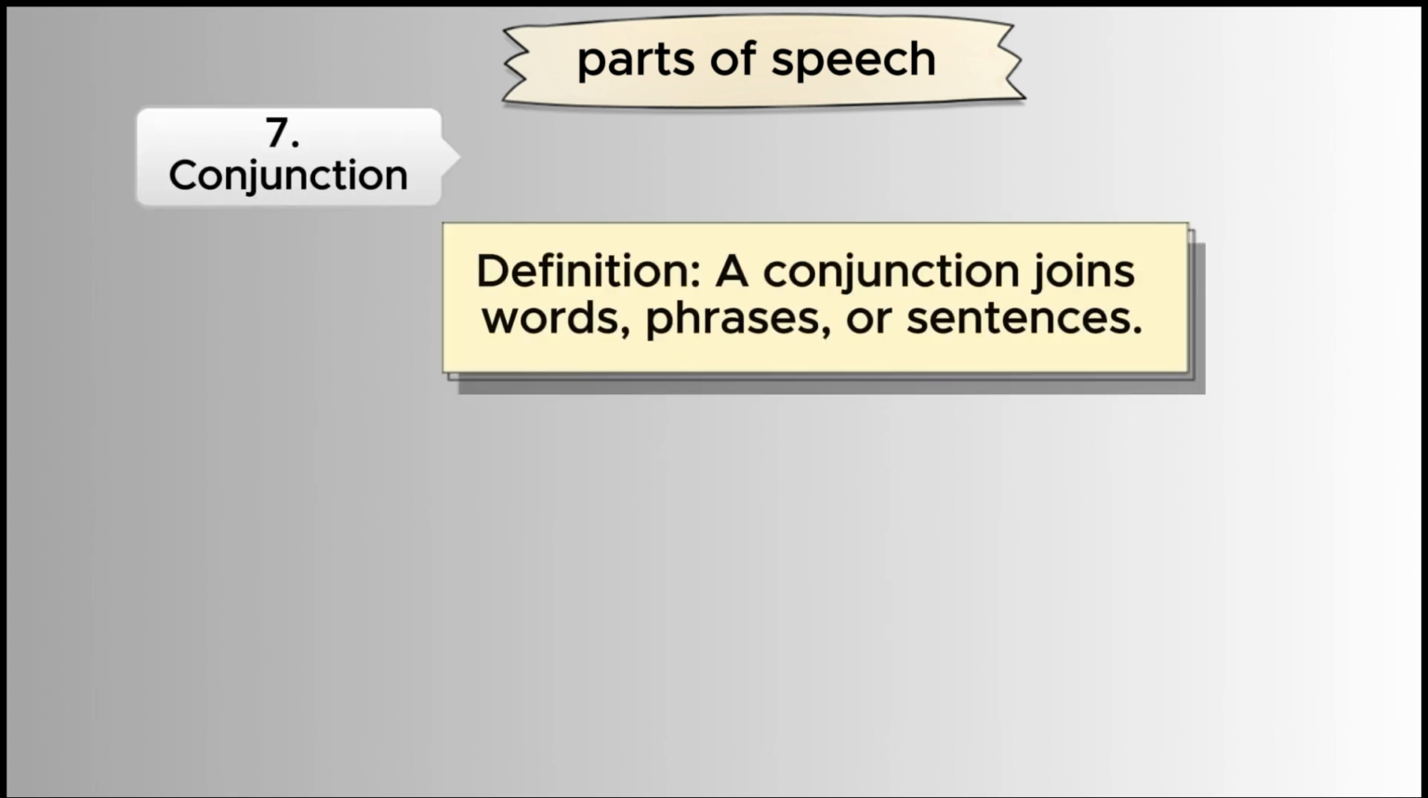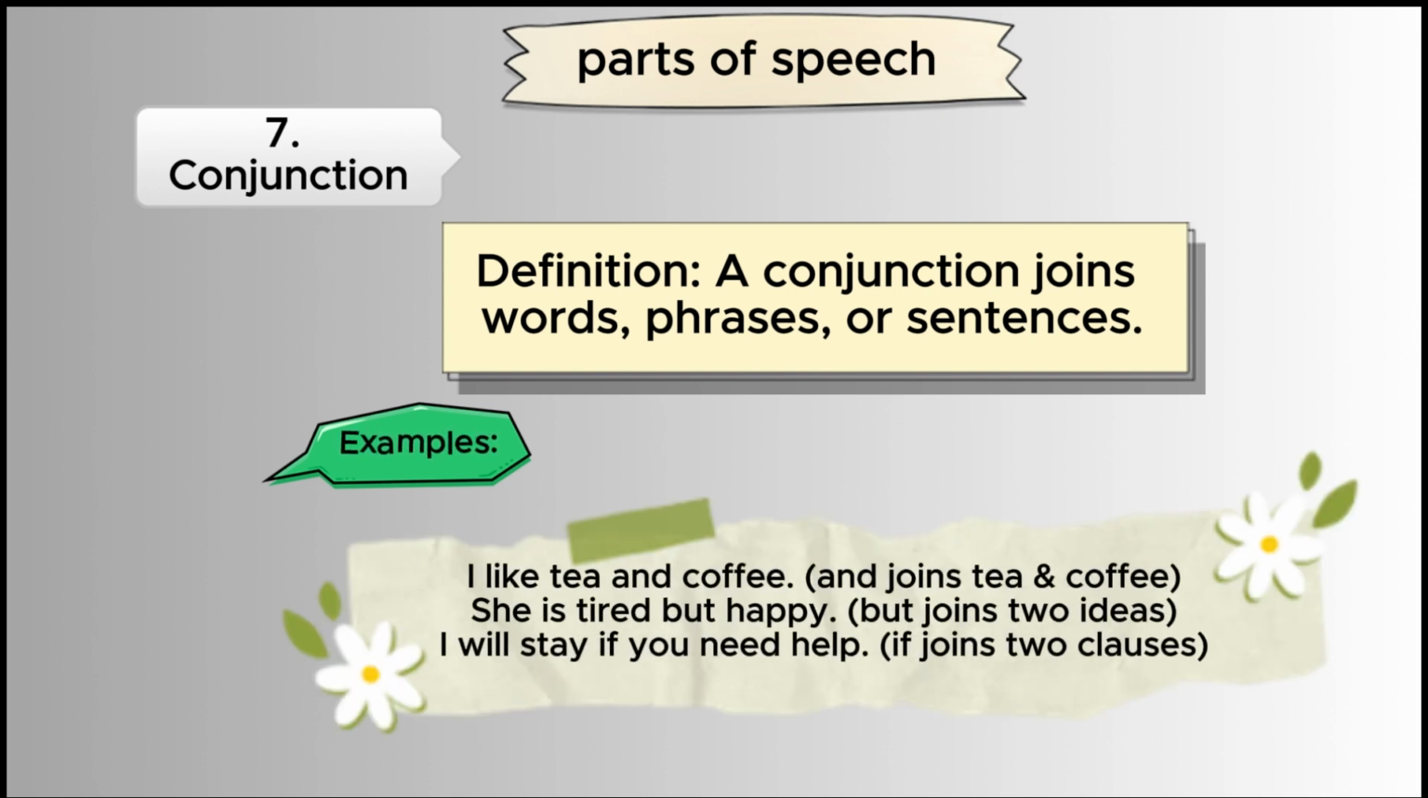Seventh, conjunction. Definition: a conjunction joins words, phrases, or sentences. Examples. I like tea and coffee. And joins tea and coffee. She is tired but happy. But joins two ideas. I will stay if you need help. If joins two clauses.